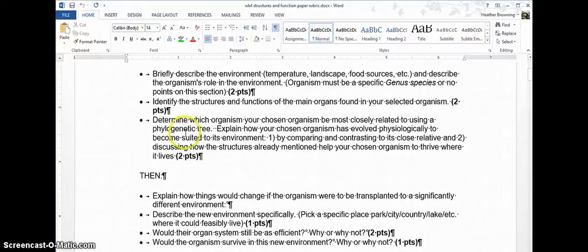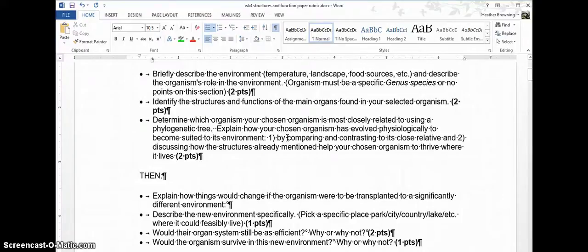Determine which organism your chosen organism is most closely related to using a phylogenetic tree. Okay? So you're going to go use a phylogenetic tree, and that's probably like the tree of life, something like that will give you an easy one. Explain how your chosen organism has evolved physically to become suited to its environment. 1, by comparing and contrasting it to that close relative.